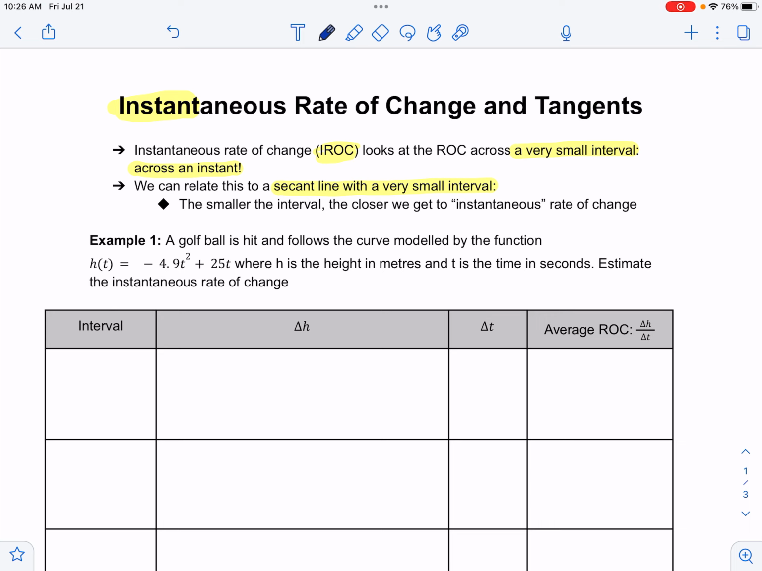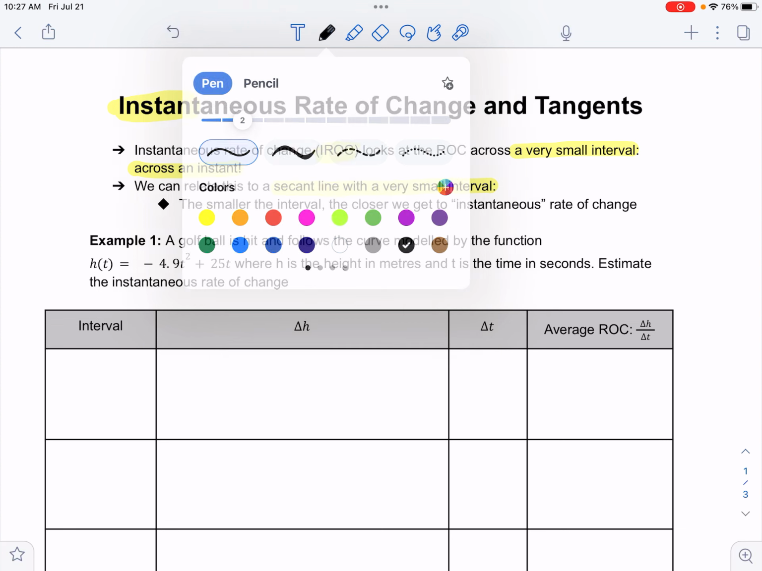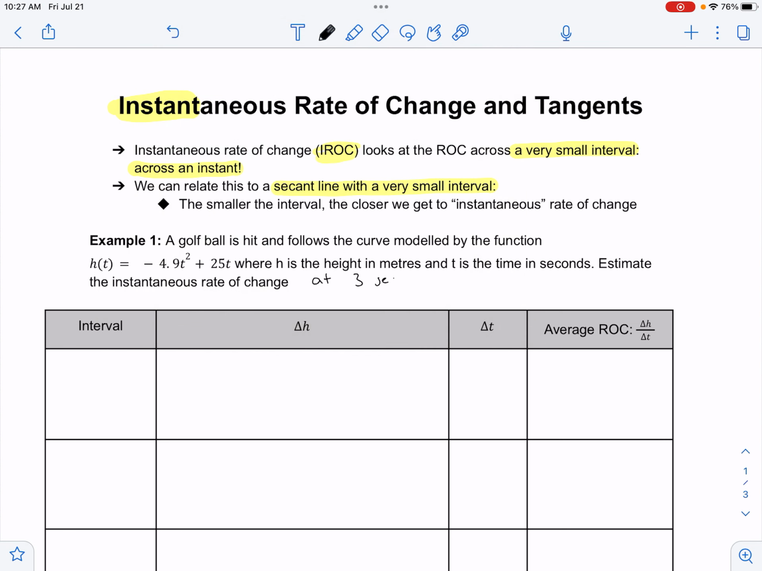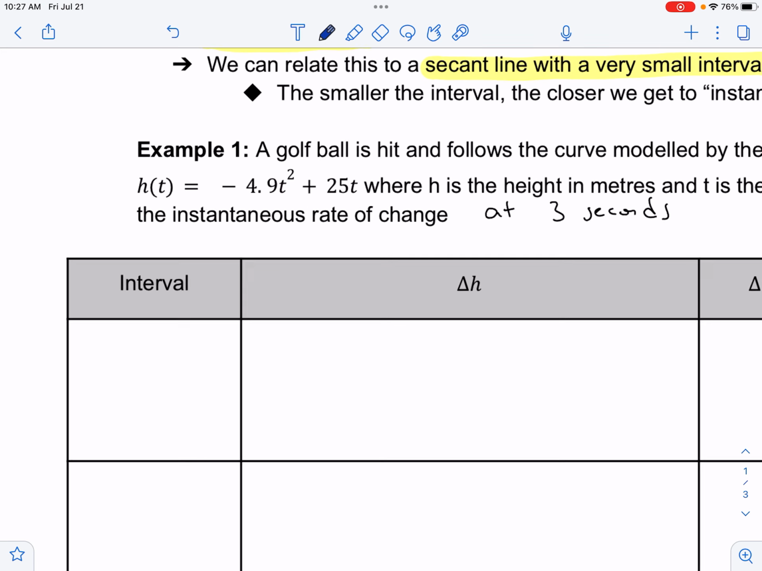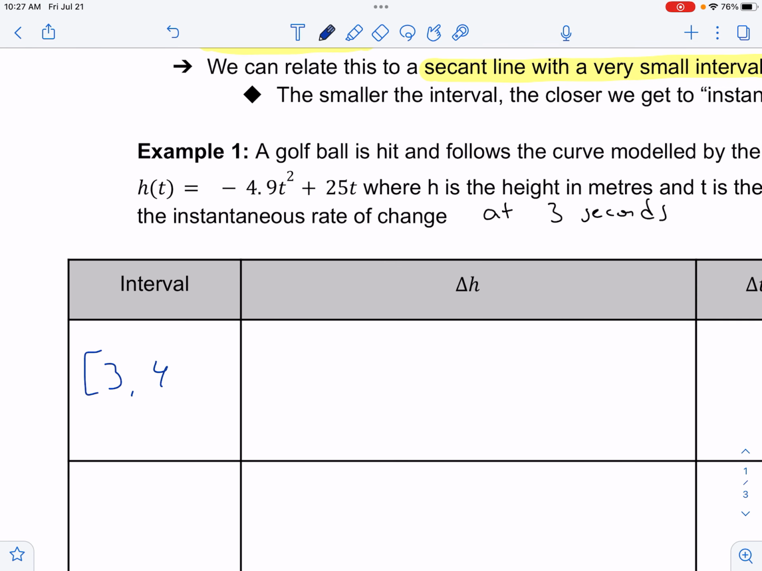Let's look at an example. A golf ball is hit and follows the curve modeled by the function h of t is negative 4.9 t squared plus 25t, where h is the height in meters and t is the time in seconds. Estimate the instantaneous rate of change. We're going to do this a whole bunch of different times to see how close to instantaneous we can get. What's missing from the question is the point of reference, so we're going to say at 3 seconds. Estimate the instantaneous rate of change at 3 seconds. The first interval we're going to try is between 3 and 4.